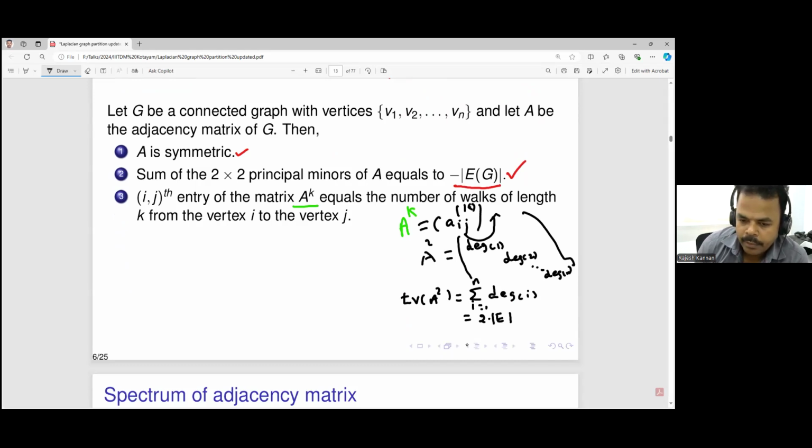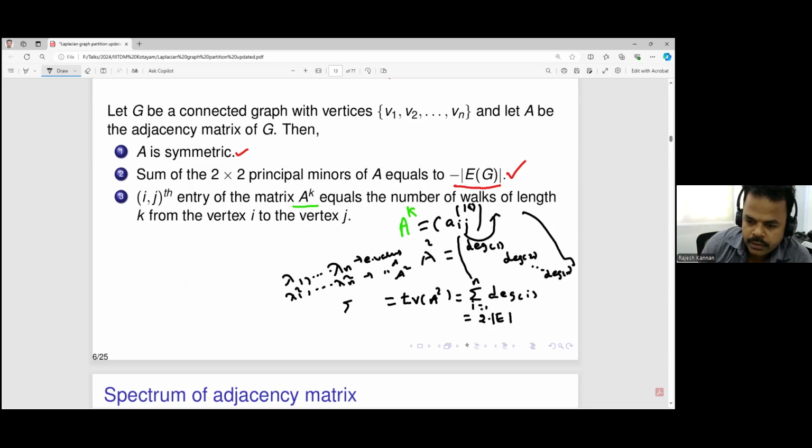Okay. And the basic course in linear algebra will tell you trace is also nothing but the sum of the eigenvalues. Okay. So if lambda 1, lambda 2 up to lambda n are the eigenvalues of your matrix A, then what are the eigenvalues of A square? You just square them. Okay. These are all the eigenvalues of A square. This will tell me summation lambda i square, i equal to 1 to n, this quantity equal to twice the number of edges. Now you get some interesting expression.